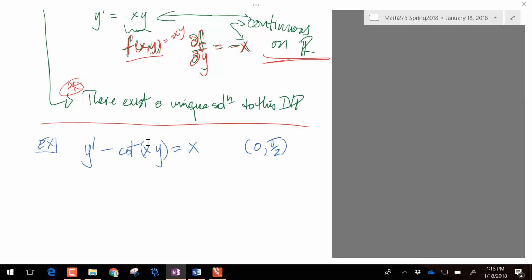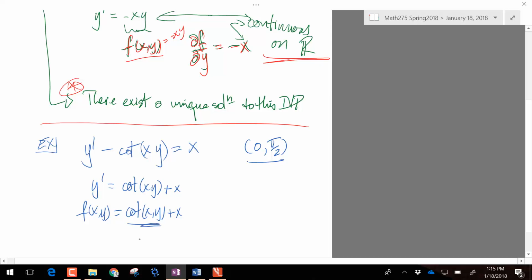Anyways, we're looking for something bad to happen. So if you put 0 in for x, then the cotangent is going to be undefined. So if this is your point, your initial condition, and you're saying y prime is equal to cotangent of xy plus x, then this is like your f of x,y. And this is not defined at x equals 0. So we're going to have an issue here where it doesn't exist.